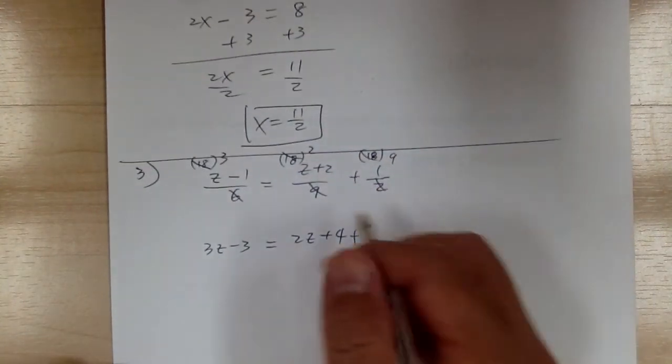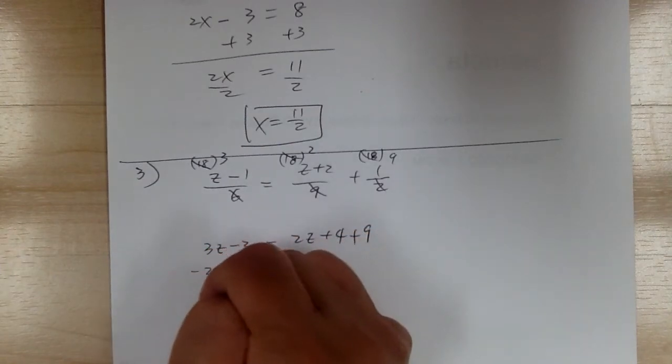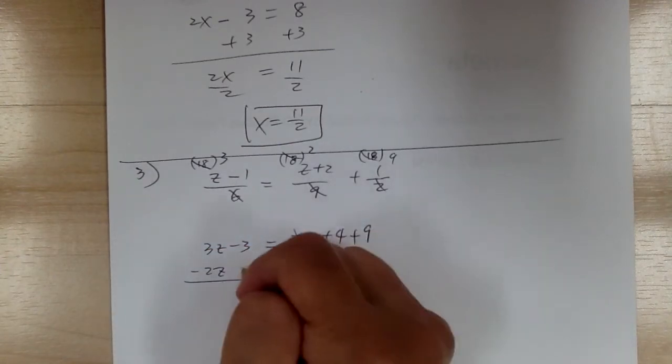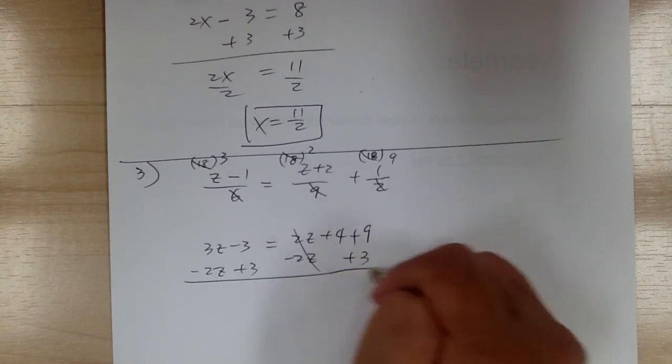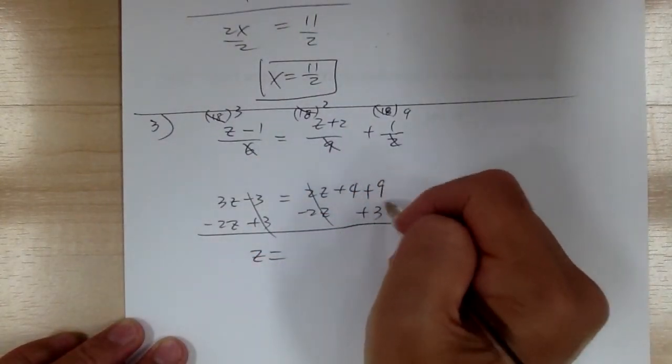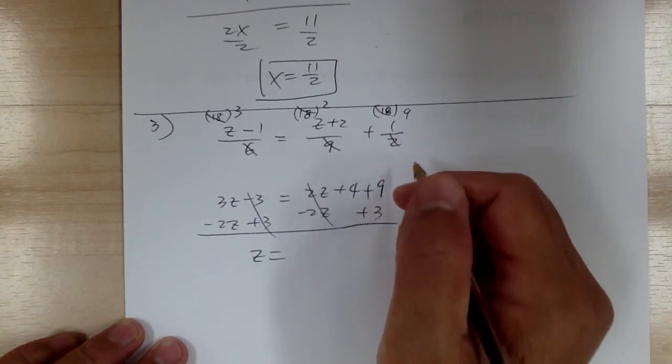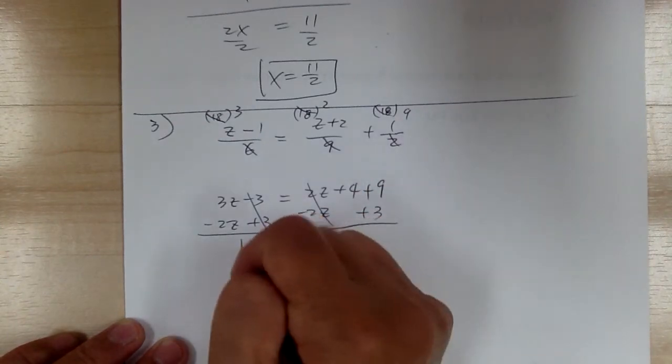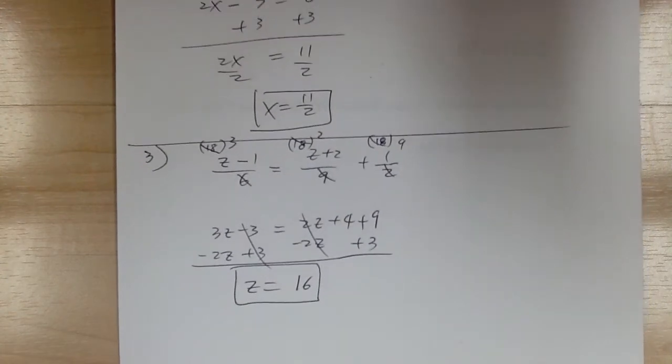And then from here, go and minus 2z from both sides. So this will cancel, and plus 3 on both sides. So this will cancel. So you get z equal to, you add all this together, you get 16. And that's it.